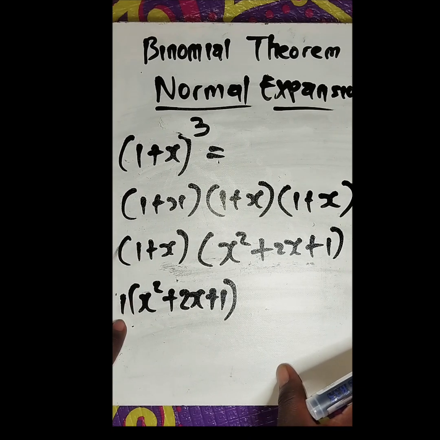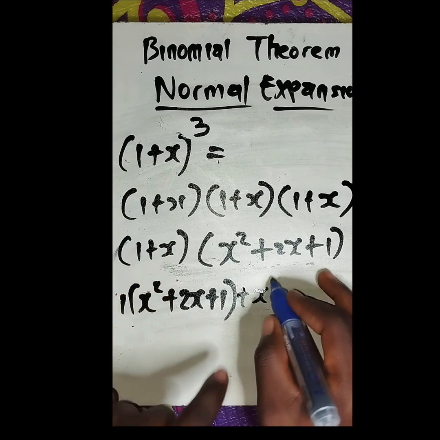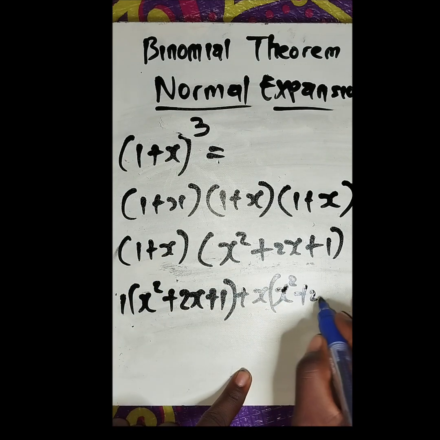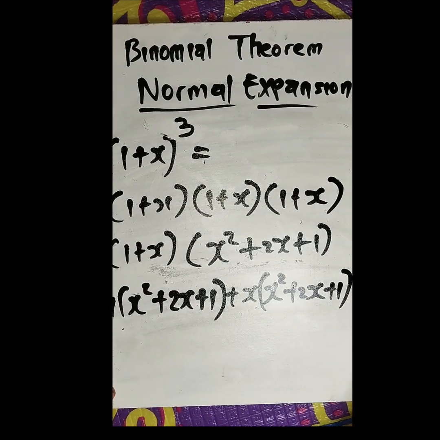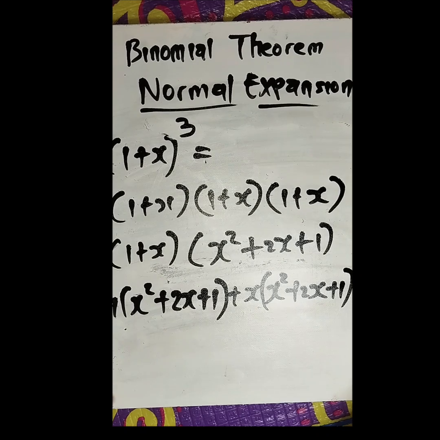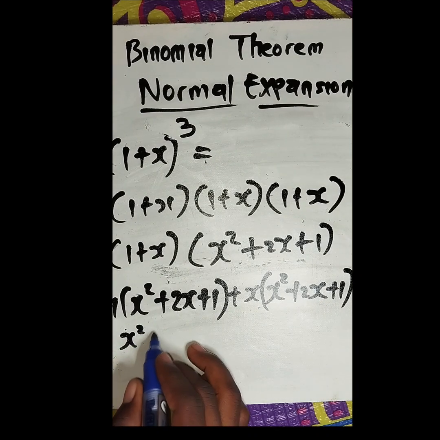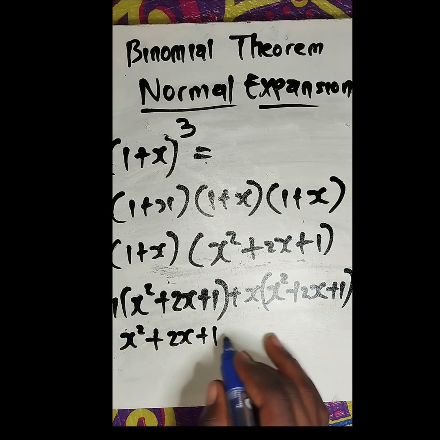You know, this is the one here. This second bracket, this is it here. So I'm going to pick my plus x now. Use it to times the second bracket again. That's x squared plus 2x plus 1. Can you see this? Okay, good. So what do we do next? 1 times x squared, that would give x squared. 1 times 2x, 2x. 1 times 1, 1.